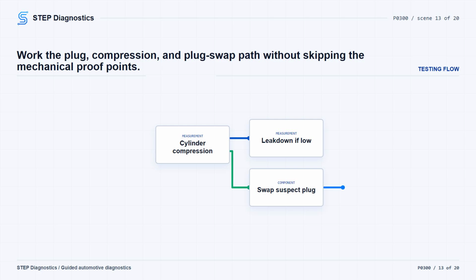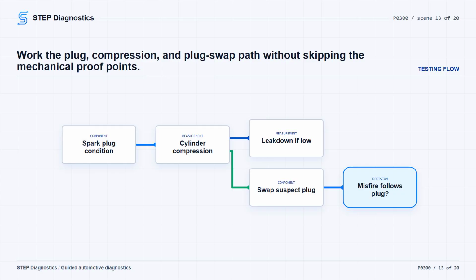If compression is not within specification, use a cylinder leak-down test to determine whether the cause is in the valvetrain or combustion chamber, repair as needed, and verify the repair. If compression passes, swap the suspect spark plug with a known good cylinder, or replace the plugs if access makes swapping impractical. Then run the engine and watch the misfire monitor. If the misfire follows the plug or goes away after replacement, replace the spark plugs and verify the repair.